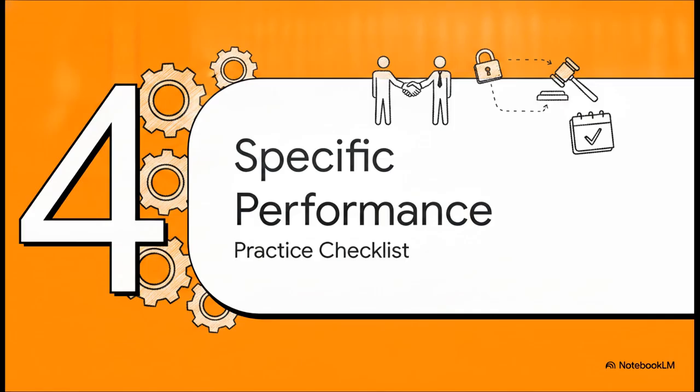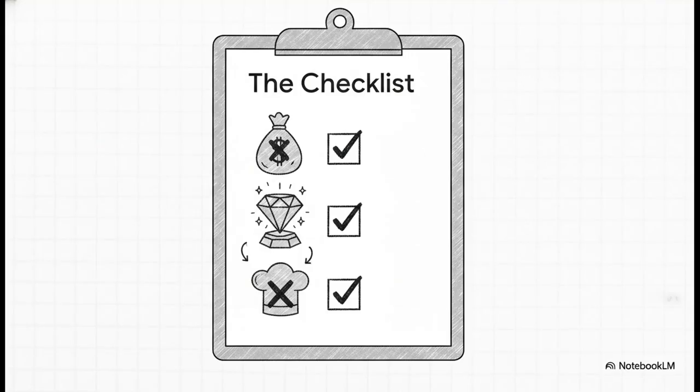Moving right along to Section 4, our specific performance practice checklist. Let's see how specific performance builds upon these concepts. This is when the court doesn't just hand over money, it forces you to do exactly what you promised. You've got to memorize this simple 3-step checklist for your exam. Ask yourself, 1. Are money damages strictly inadequate? 2. Is the item or the piece of land totally unique? And 3. Is this absolutely not a personal service contract? If you can confidently answer yes to all 3 of those, you might just get a specific performance decree.